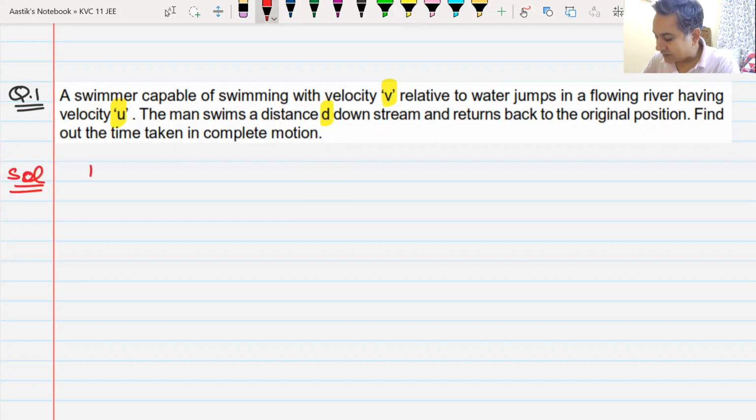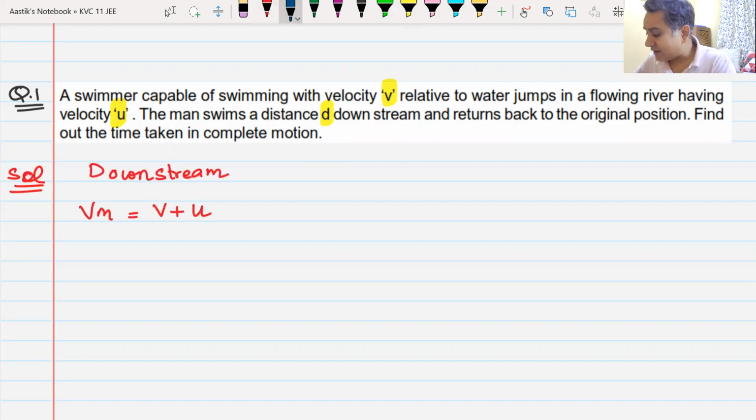First, let us take the case of downstream. The velocity of the man with respect to the ground becomes v plus u. Yes or no? How much time will it take? He has to move a distance d. How much time will it take to move the distance d downstream? The time would be simply equal to d upon v plus u. Yes or no? Well, so far so good.